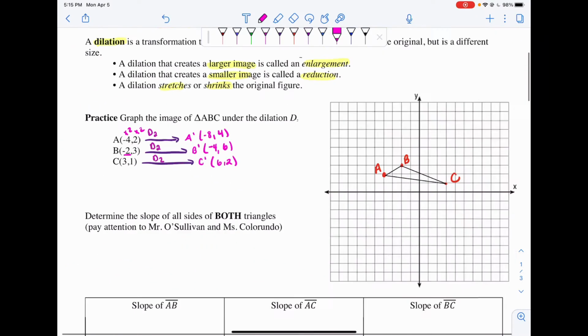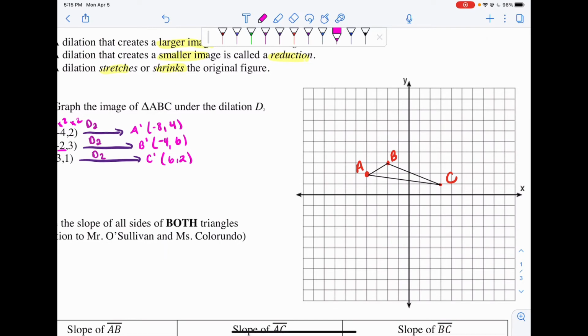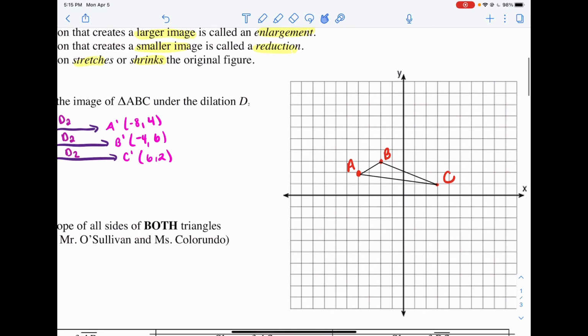So now I'm going to plot these points. I'm going to use pink this time. But I'm actually going to use red to label the points. So I'm going to go out 8, up 4. So out 8, 1, 2, 3, 4, 5, 6, 7, 8. 1, 2, 3, 4. So I'm going to plot a point right about here. And that is A prime.